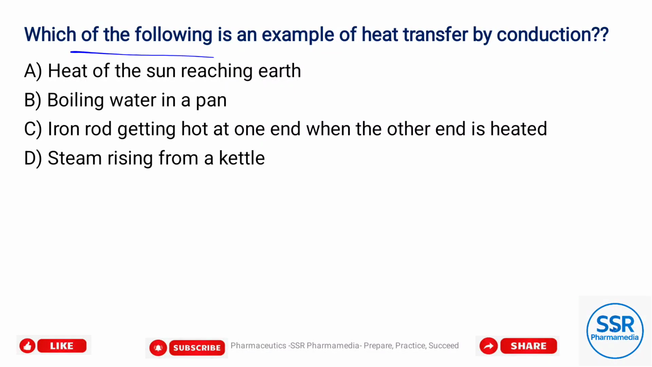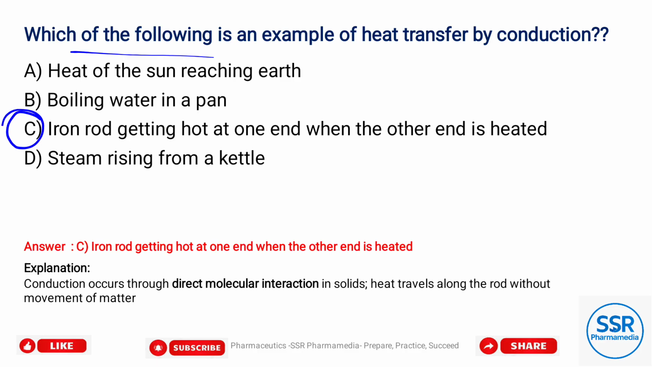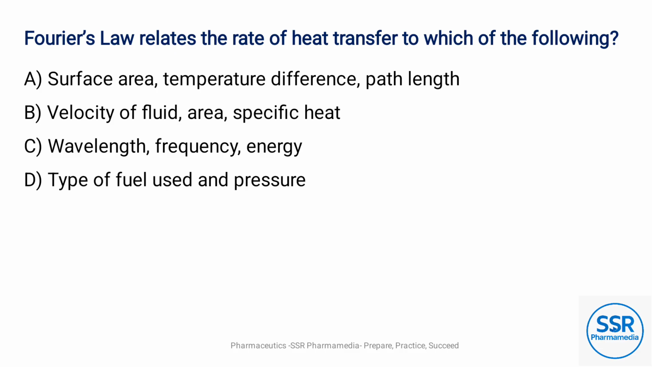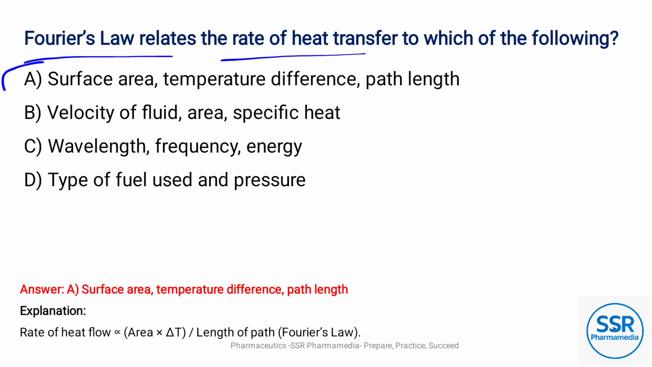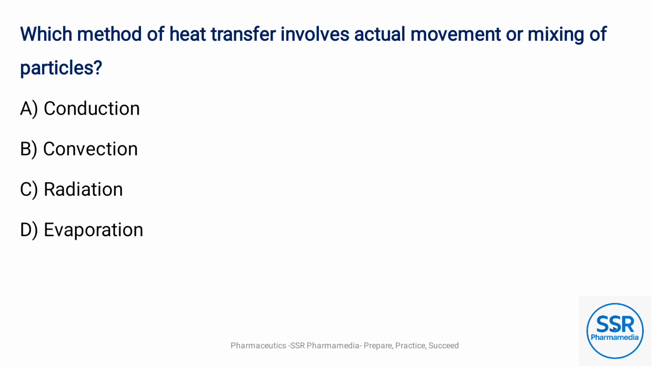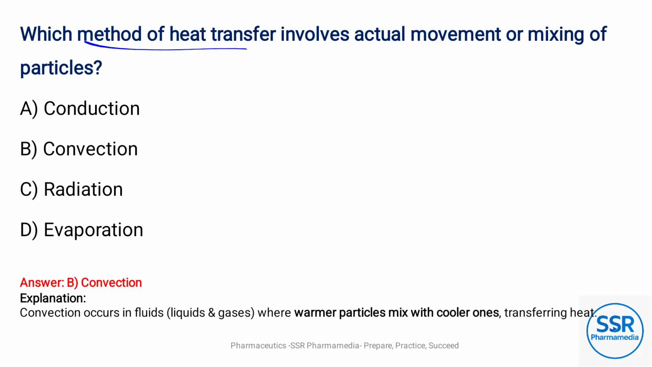Which of the following is an example of heat transfer by conduction? Option C, an iron rod getting hot at one end when the other end is heated. Fourier's law relates the rate of heat transfer to which of the following? Option A, surface area, temperature difference, and path length. Which method of heat transfer involves actual movement or mixing of particles? Option B, convection type of heat transfer.